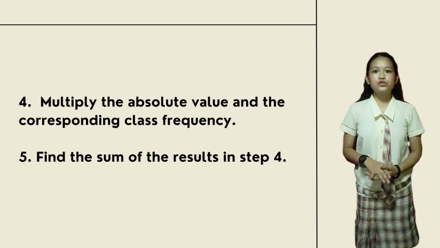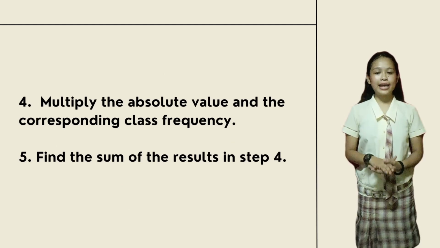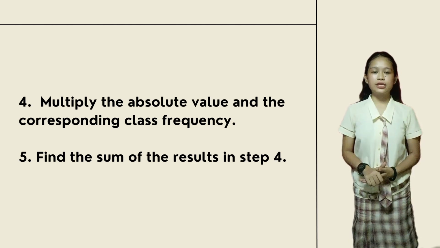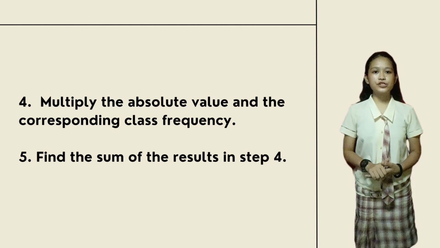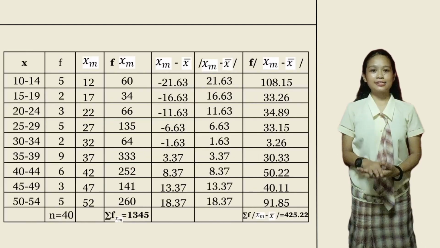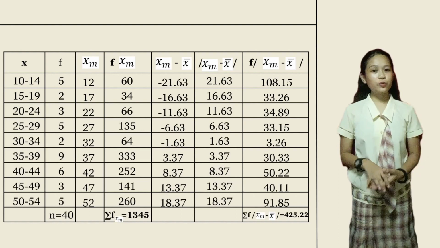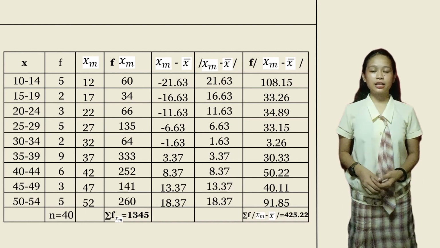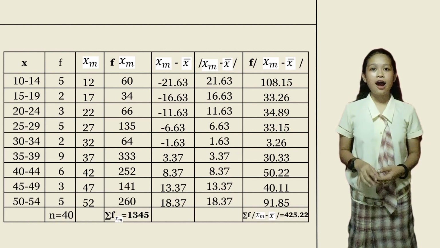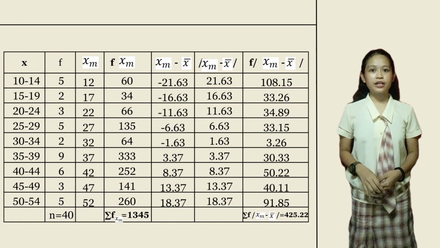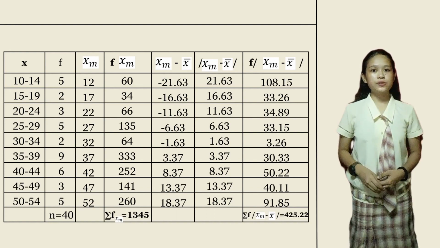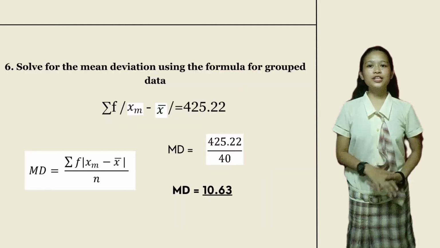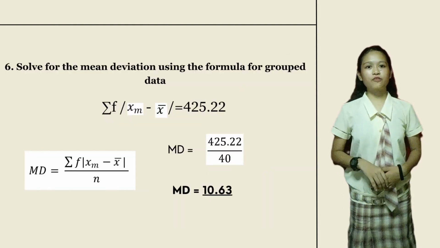So for the fourth step, we have to multiply the absolute value and the corresponding class frequency. And for the fifth step, we have to find the sum of the results in step 4. So we multiply the second column and the sixth column. So 5 times 21.63, we have 108.15. 2 times 16.63, we have 33.26. 3 times 11.63, we have 34.89. After multiplying all the frequency and the absolute value of the class mark minus the sample mean, all we need to do is to add all the values in the seventh column, and we get 425.22.